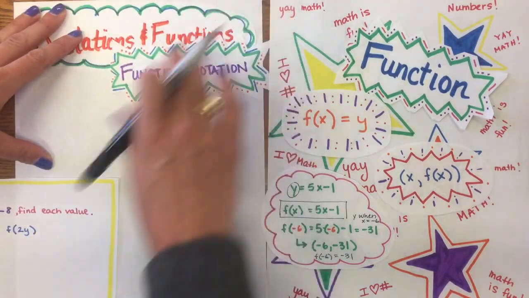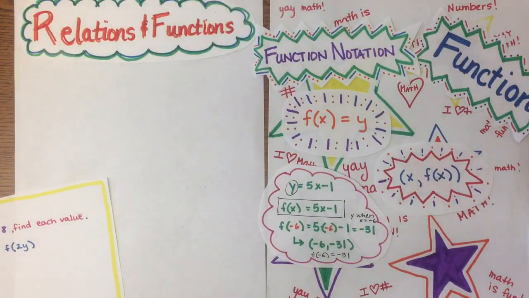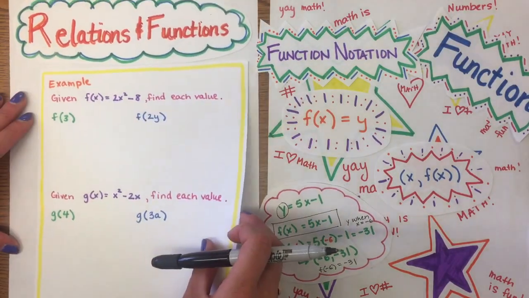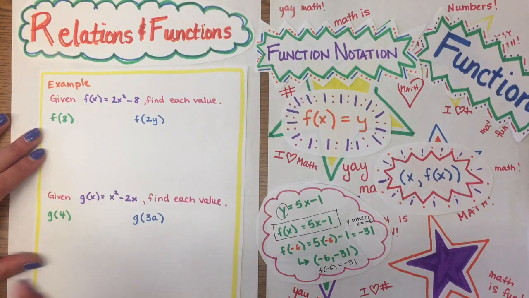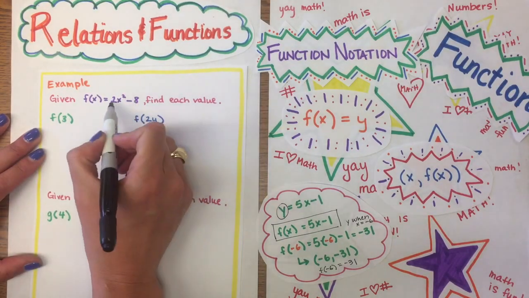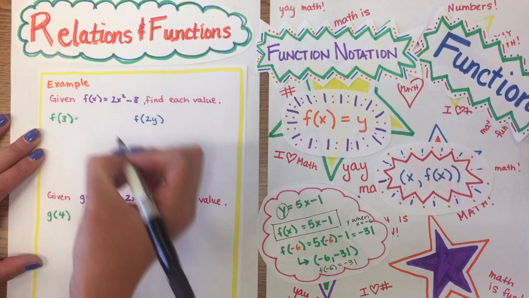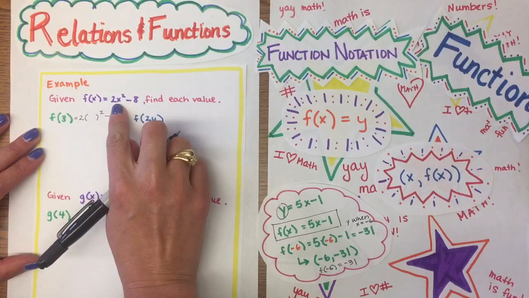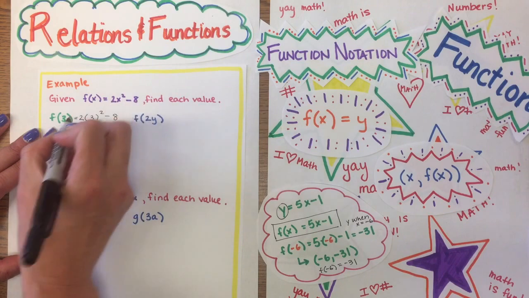So looking at function notation, let's go through an example of how function notation is going to work. Given f of x is equal to 2x squared minus 8, find each value. Whatever is inside here will be my new value of x. So everywhere x appears in my function, I'm going to replace it with 3. The way I often like to work through these is I will replace x in my function with parentheses. Then I'll go back through and fill those parentheses with whatever is here.